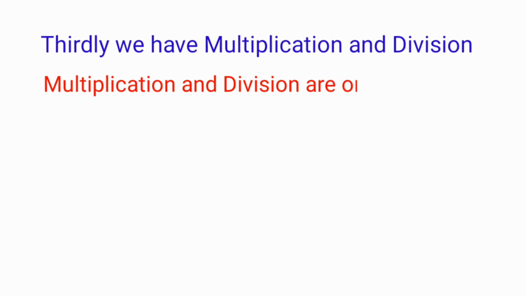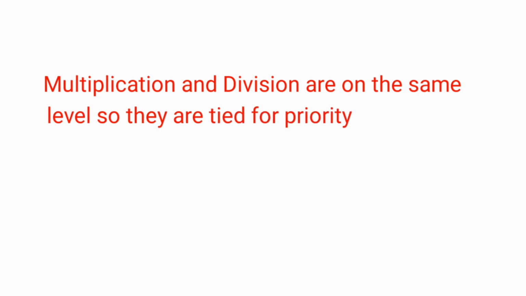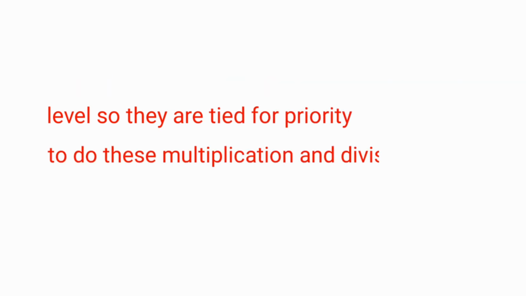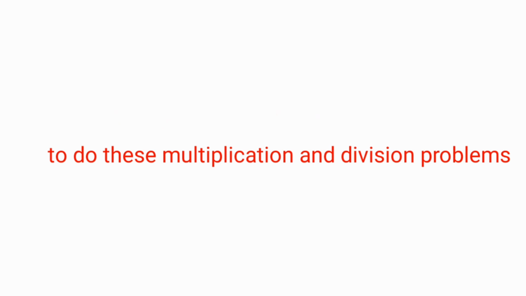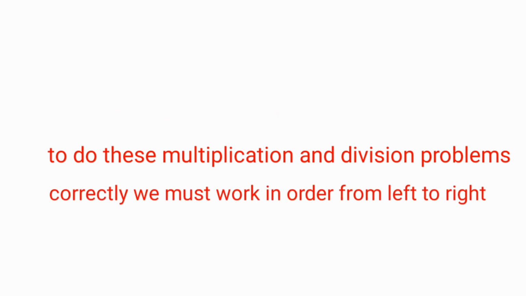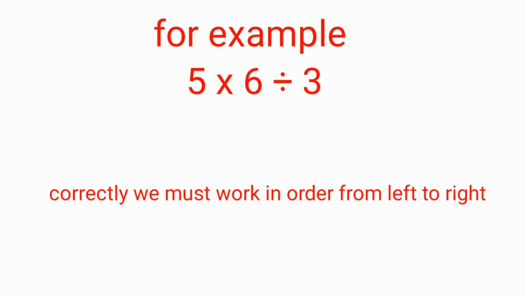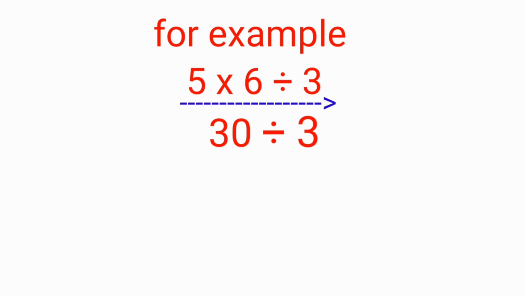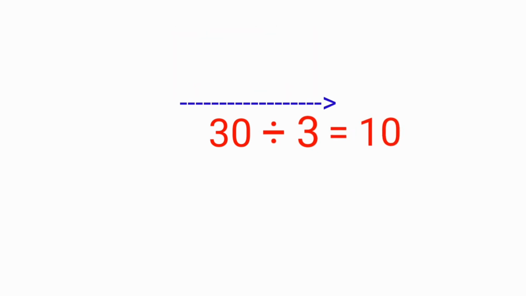Next, we are going to be looking at multiplication and division. Multiplication and division are tied for priority because they're on the same level. And so in order to get these right, we must do them from left to right. Now that is the first one that you see from left to right. That is the one that you carry out. So for example, 5 times 6 divided by 3, you must do the 5 times 6 first to get 30. Then you divide 30 by 3 to get 10.